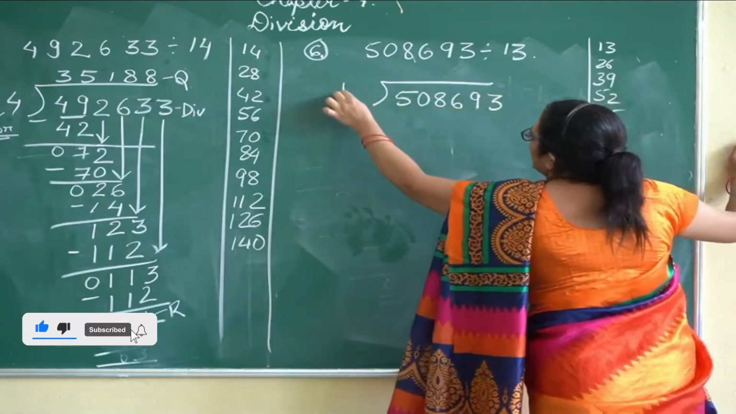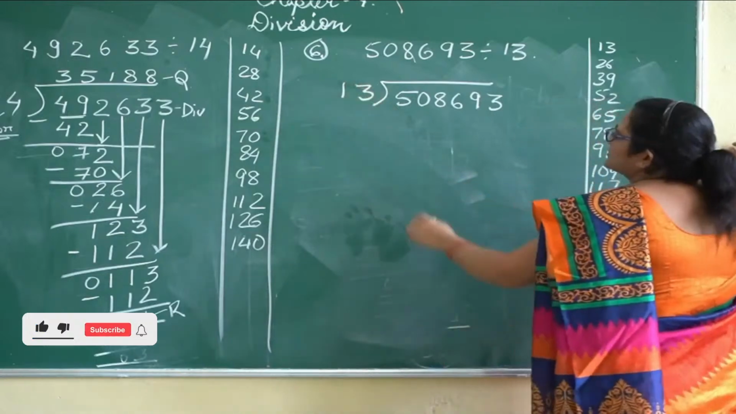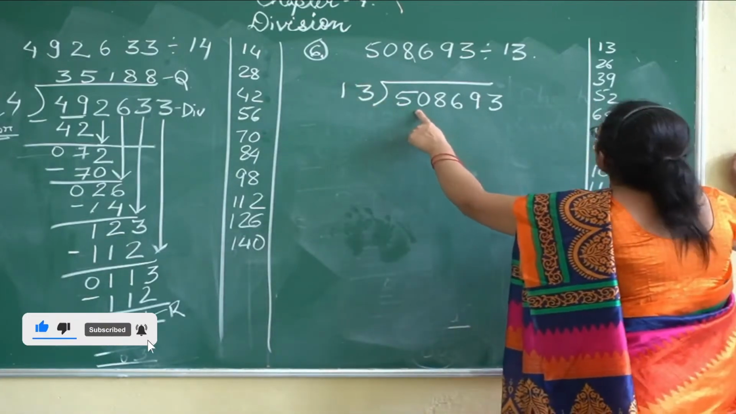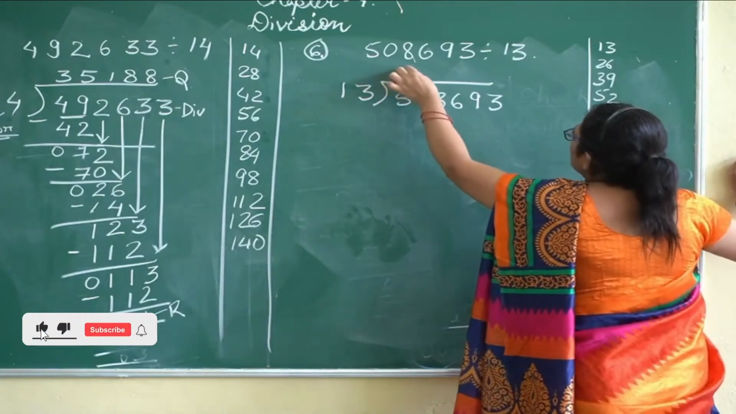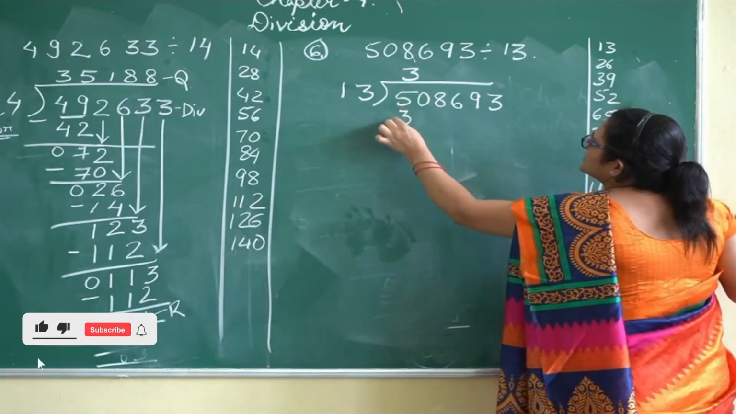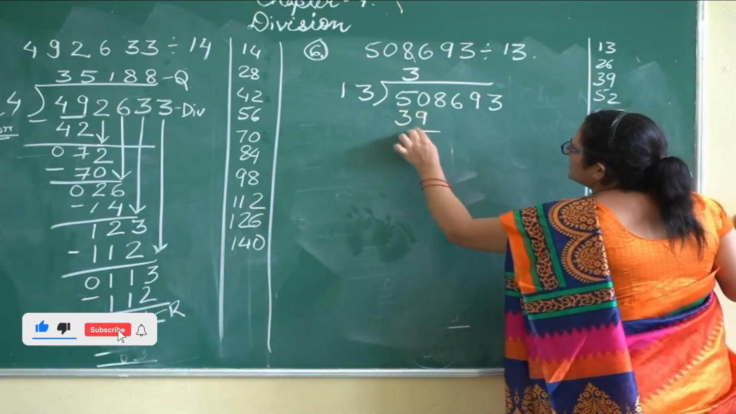5,08,693 divided by 13. So we take two numbers, 50. In the table of 13, does 50 come? No. What is smaller than 50? 39. And how many times? 3 times. 13 3s are 39.